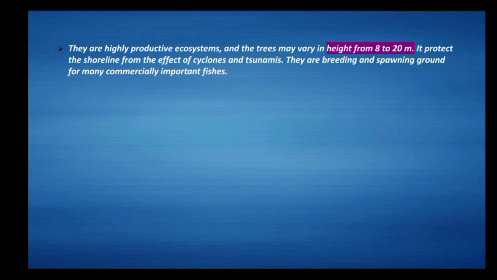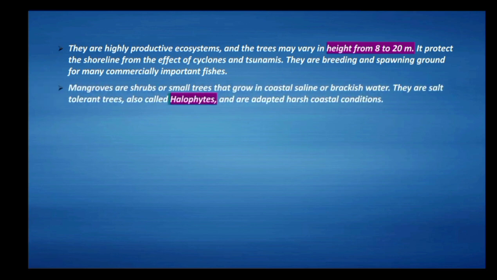They are breeding and spawning ground for many commercially important fishes. Mangroves are shrubs, small trees that grow in coastal saline or brackish water. They are salt tolerant, also called halophytes, and are adapted to harsh coastal conditions.